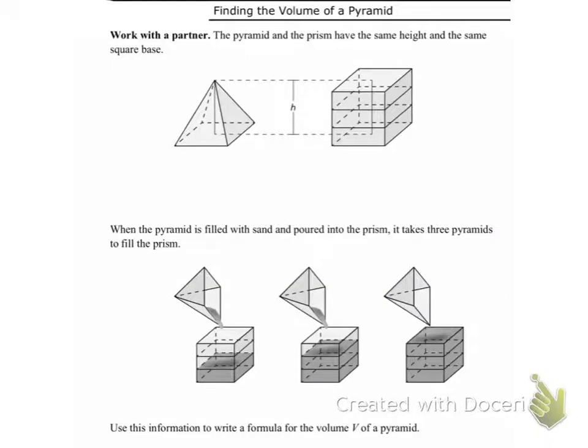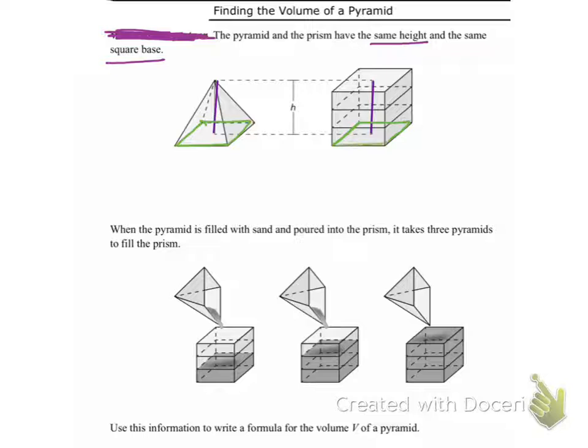Now we are going to explore how to figure out the volume of a pyramid. If we have a pyramid and a prism with the same height and the same square base, the height has to be the same, this and this. If it is 10 units, both have 10 units of height. And what does it mean to have the same base? Same base means the shape is the same, the area exactly the same.